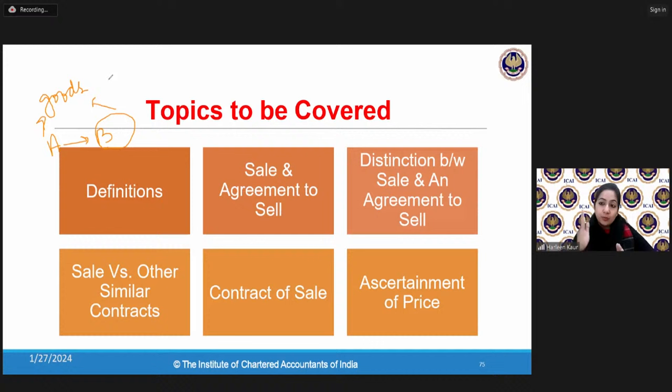A sold goods to B. B in return will pay cash or pay goods? For the purpose of sale of goods, should he pay cash or can he also exchange goods in exchange of goods? Tell me your answer.